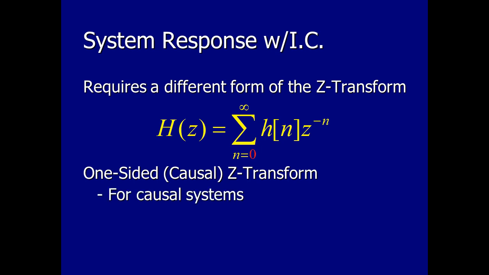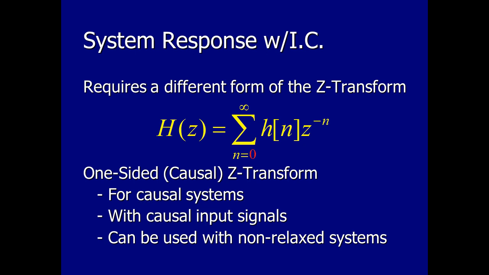And so it's only good for causal systems, because I want a causal h of n. I don't want any information for negative values of n, or I'm missing them. If we're inputting causal signals, same thing. If I'm going to use this transform, I don't want to be throwing away information, so it's only good for causal inputs. But it can be used for non-relaxed systems, or at least it can help me solve non-relaxed system problems, because it has one property that changes on us.